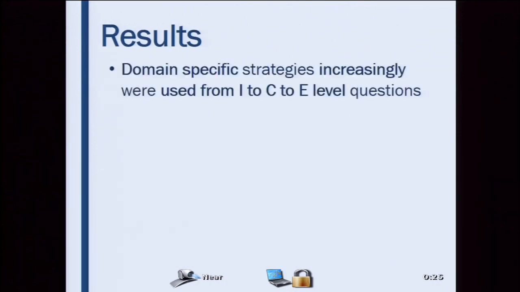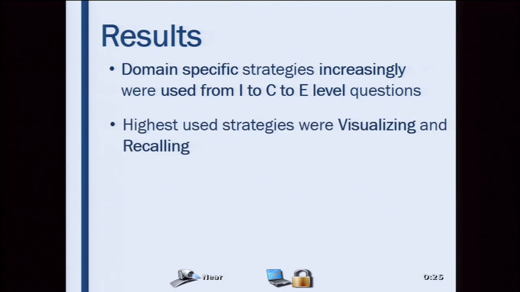So we found that domain-specific strategies increased as we went from ideas to connections to extensions. So as we went further in depth, we've seen more the need for those specific domain strategies. The highest used strategies that we've seen were visualizing and recalling. You often would see these as well together.